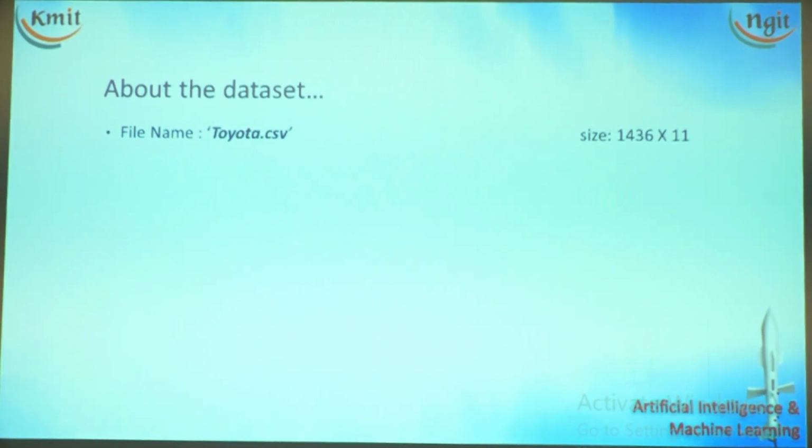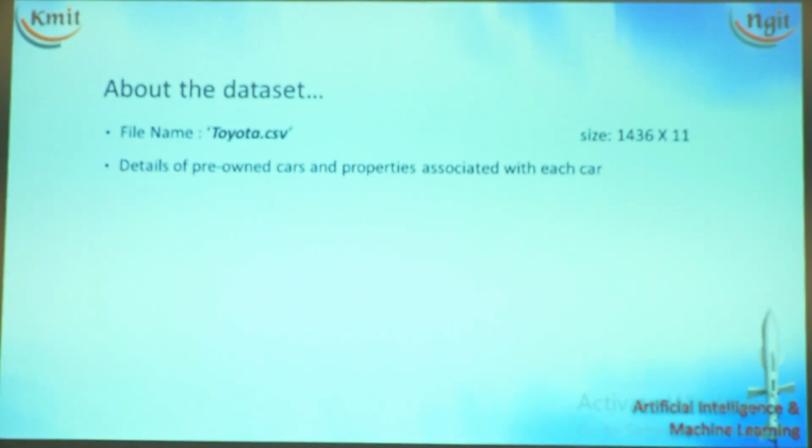Just a brief history of what is going on. If I open that Excel sheet, I can see the number of rows and columns. That's what I am telling you. I am not still working with any pandas. So this data set is about details of pre-owned cars and the properties associated with each car. Okay?